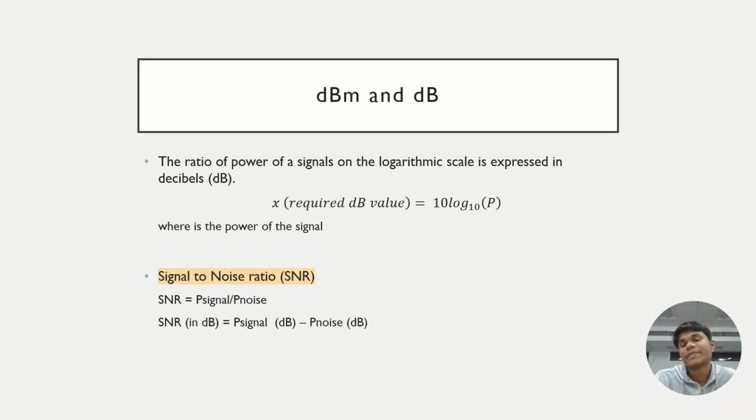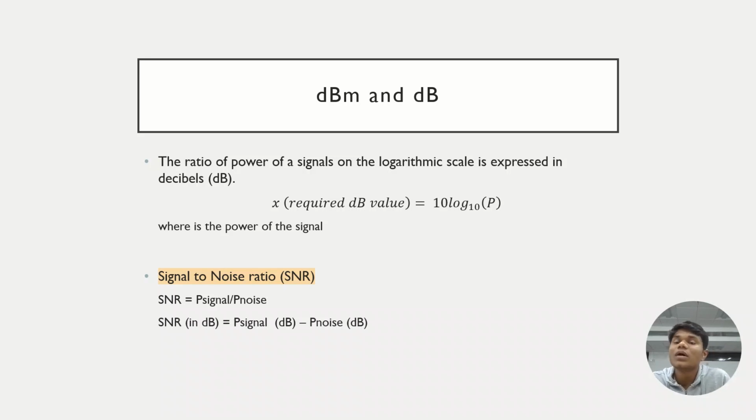Now, coming to dB. dB is the ratio of powers of signals on the logarithmic scale, which means that when we are trying to, let's say, define the difference between the power levels of two signals, we use this term. It's just the ratio of power of two signals in the logarithmic scale.